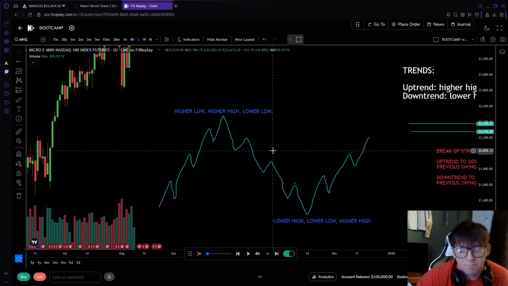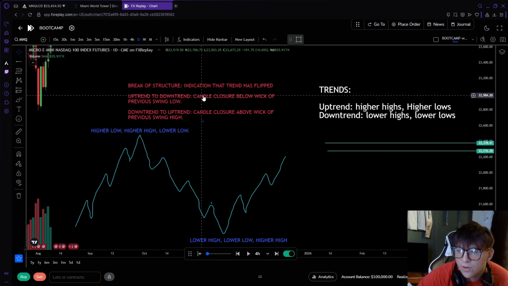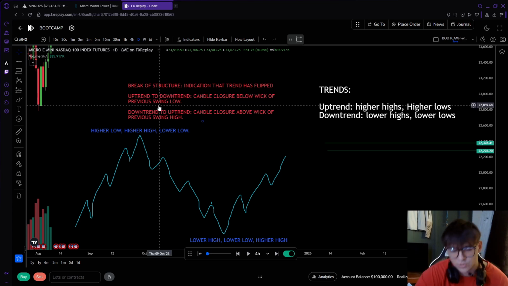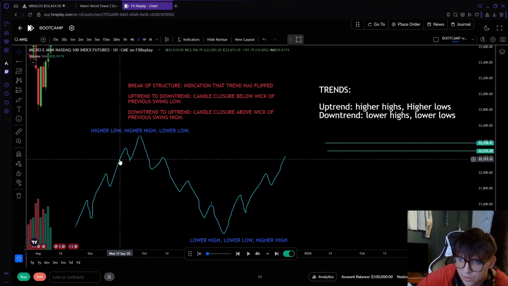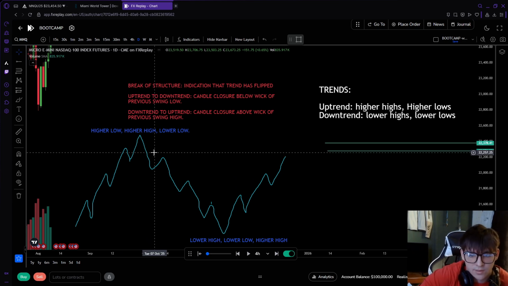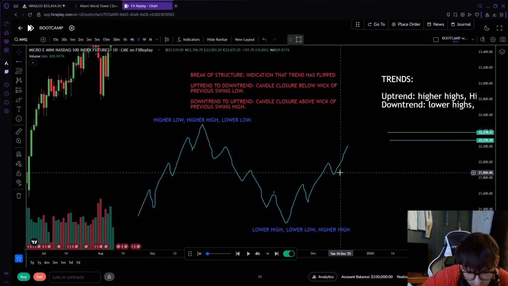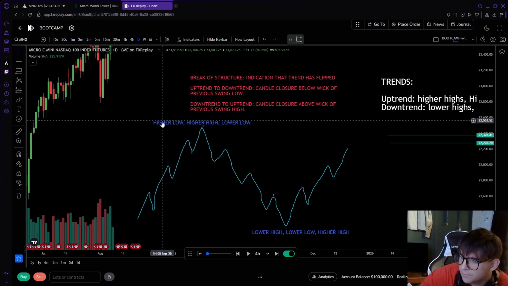The important detail that you might have noticed when you were reading that is the candle closure below the wick of the previous swing low. Remember, we were talking about candles before, so we are not looking for a candle closure below the body of the candle. We are looking for a candle closure below the wick. I drew this little line right here to represent a wick. Obviously, we're using lines, so it's not the exact representation, but I'm sure you can understand what I'm trying to get across. So let's go over it.